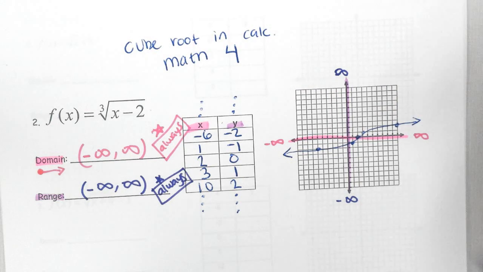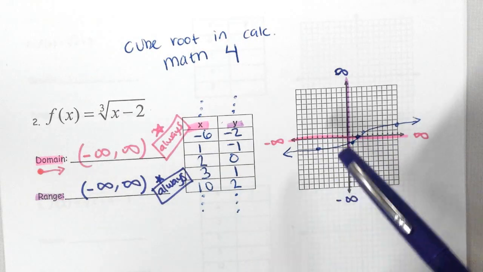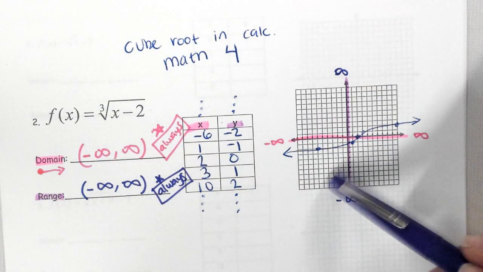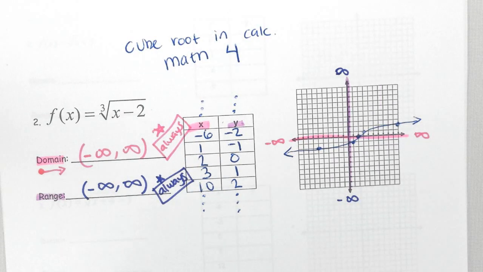Because the graph will always look like this. Now, if you multiplied something in front, it might grow faster. If you divided something in front, it might grow slower. But it's still growing. It's still going to the left and right forever. It's still going up and down forever. So that is what you're doing today.